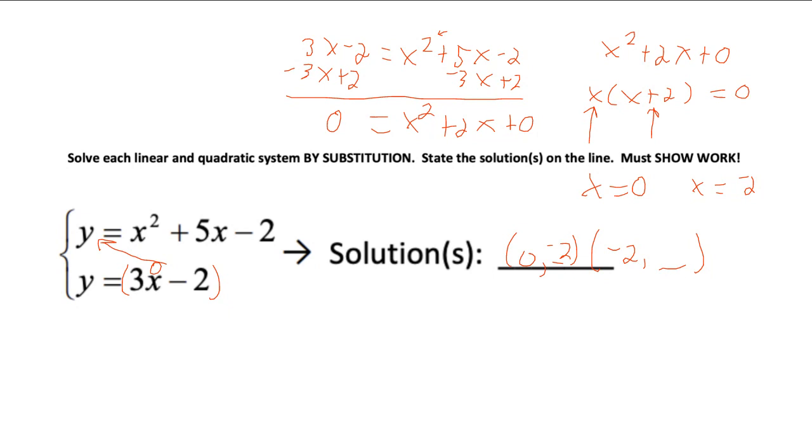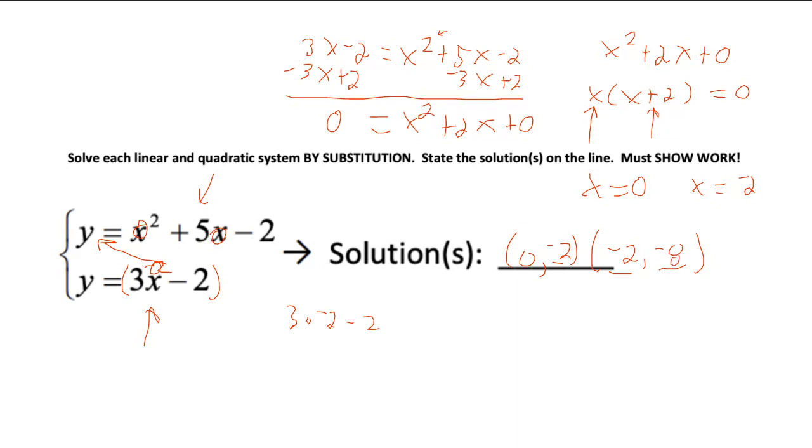Why did I use this equation? Just because. I could have used this one. I could put 0 in here. 0 squared plus 5 times 0 minus 2. That's -2. I get the same answer regardless of which method I use. It doesn't make any difference. And then I still have to solve for -2. So if I put -2 in here, 3 times -2 minus 2, that would give me -8.